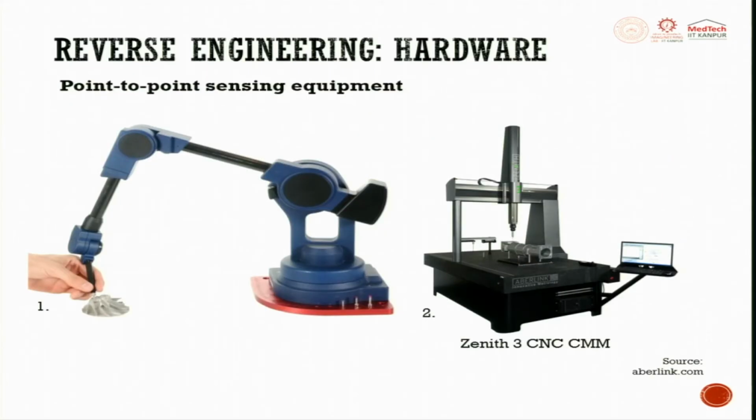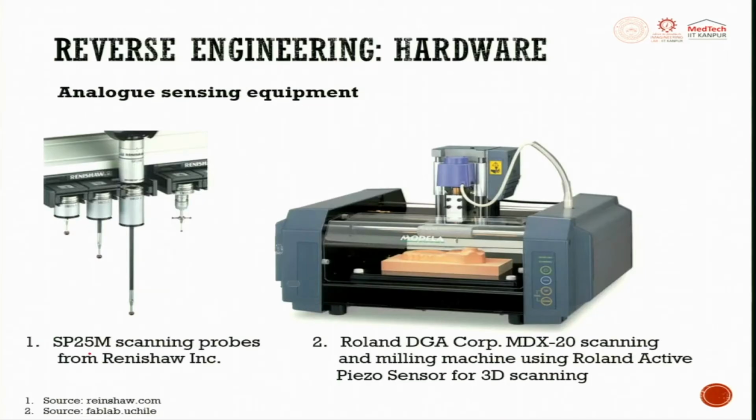Now, point-to-point sensing equipment, in this we have the CNC coordinate measuring machine. Just to show you, I have put the Zenith 3 CNC CMM as an example. Other than that, we have the SP25M scanning probes from Renishaw. Different kinds of probes are there for surfaces that are deep to reach. This kind of probe could be used. These are the probes for surfaces which are less deep. There is a probe that has 1, 2, 3, 1 on the other side, 4 and 5 different directions of end points that it has. There are different kinds of probes that could be used.